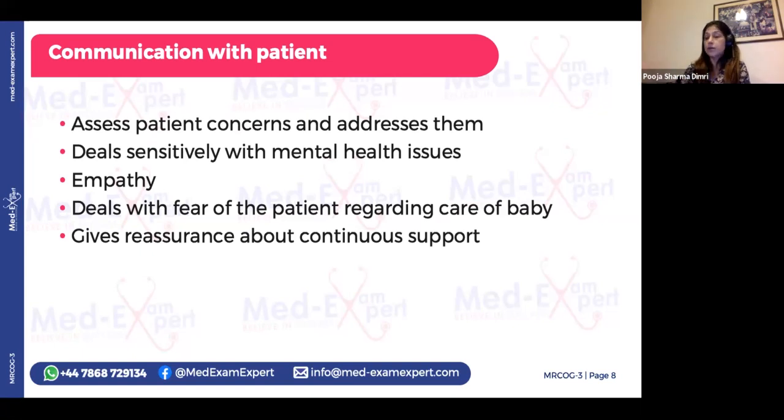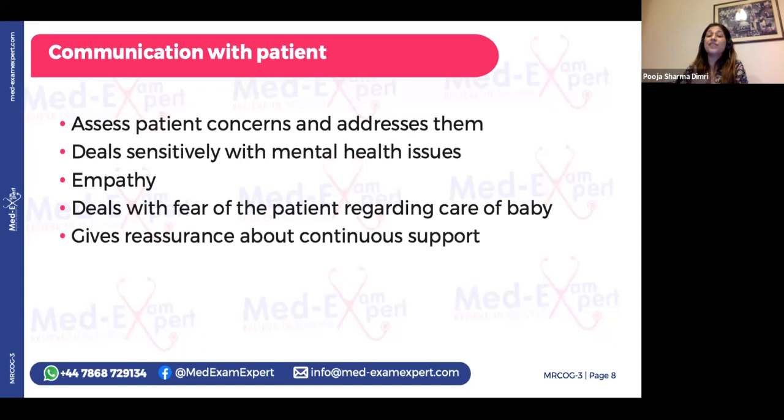And then arrange a meeting with the urogynecologist or the perineal surgeons who are going to assess the strength of the repair. That is later, maybe 3 months later. Pelvic floor exercises, these are just general things about the perineal tears. Then dealing sensitively with the mental health issues.